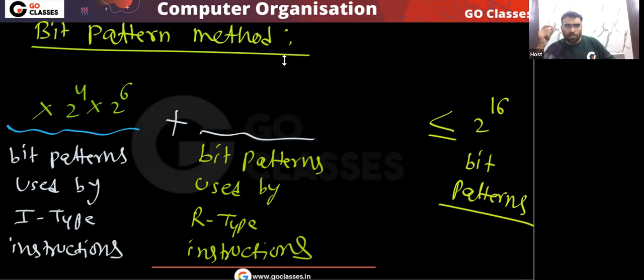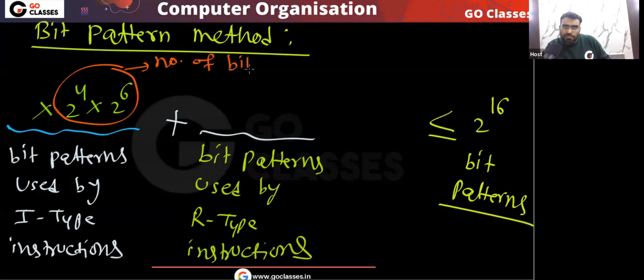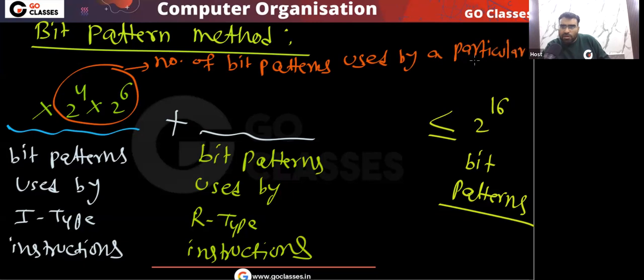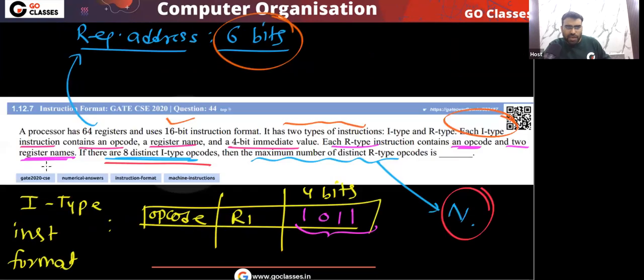And how many I type instructions we have? A particular I type instruction will consume these many bit patterns. Okay, so what is this? This is the number of bit patterns used by a particular I type instruction. Okay, is this clear? So tell me, how many I type instructions we have actually?